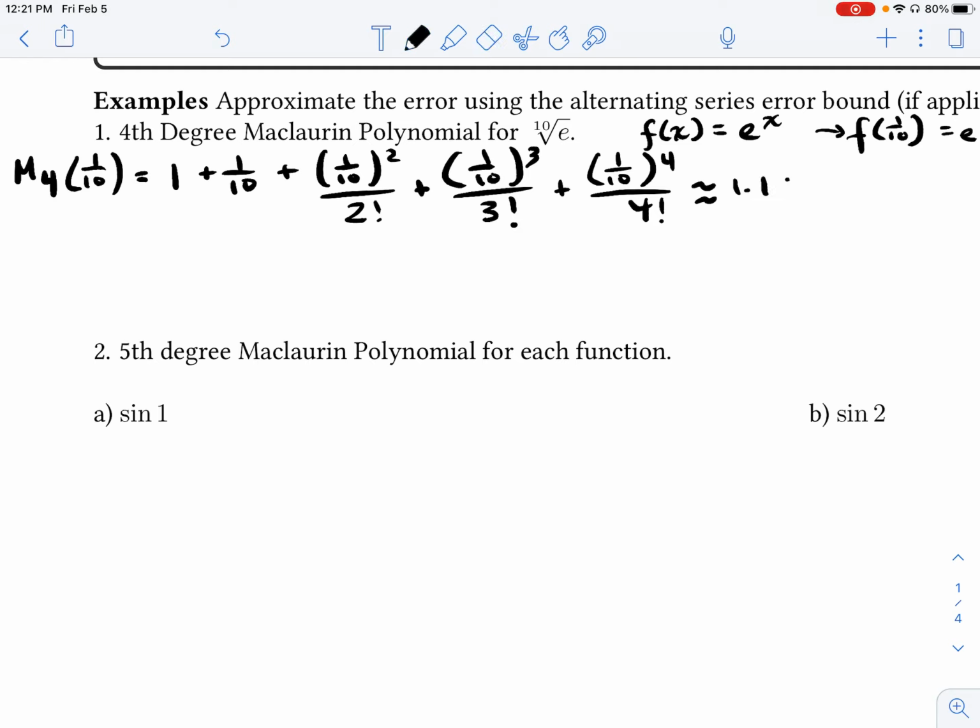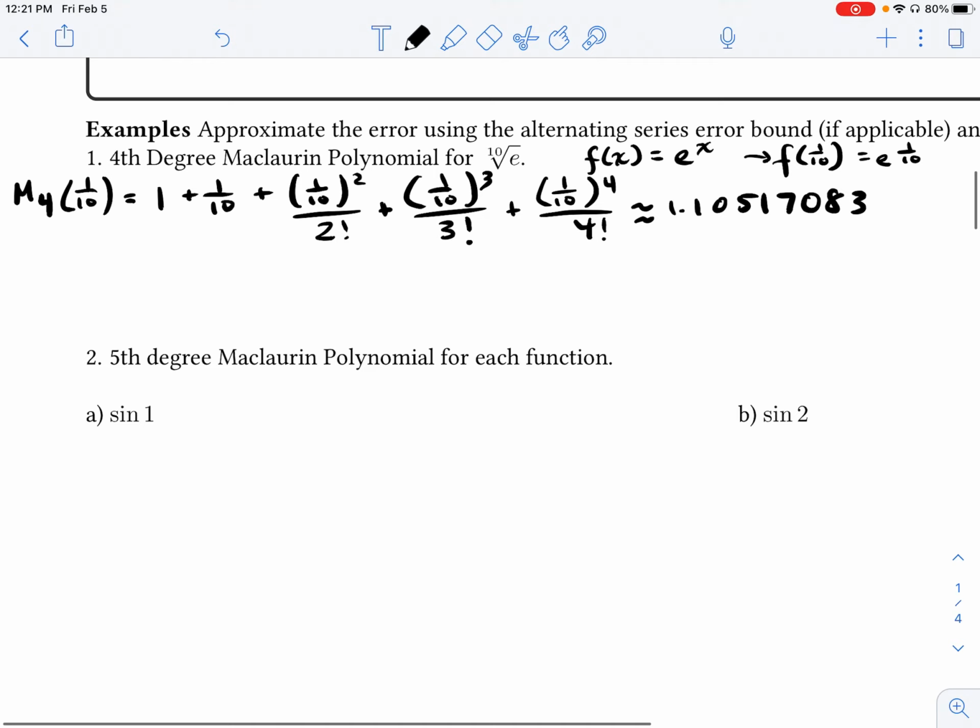It's 1.051708. I'm going to stop there. I think that's enough decimal places to give it a good sense of what our approximation is. Now that we have our approximation, we could find our exact error, or our quote unquote actual error, if we were to subtract e to the 1/10th minus this approximation. But we're going to pretend for a moment we don't know what e to the 1/10th is.